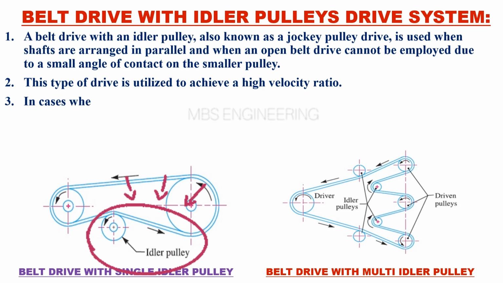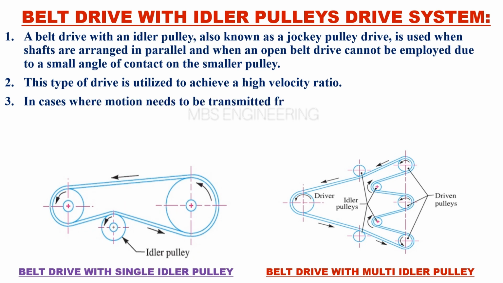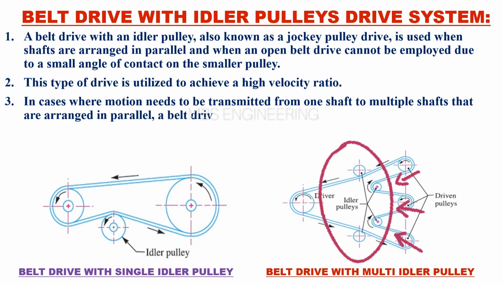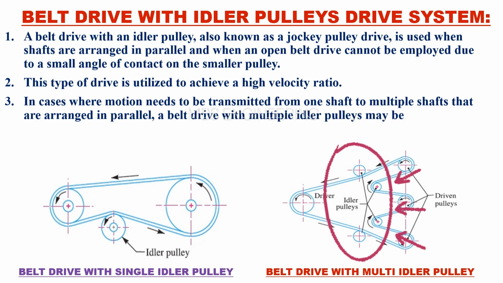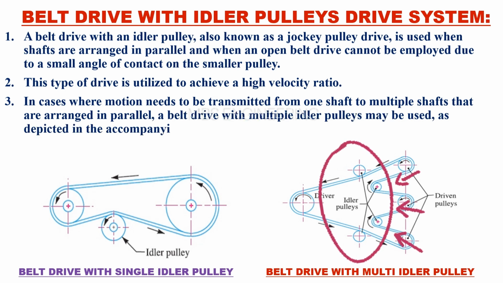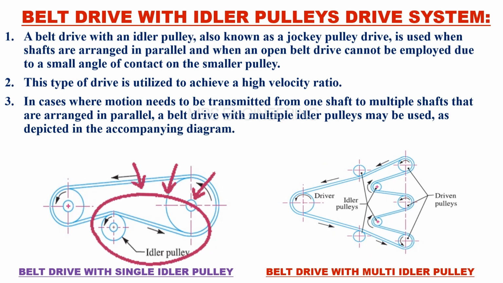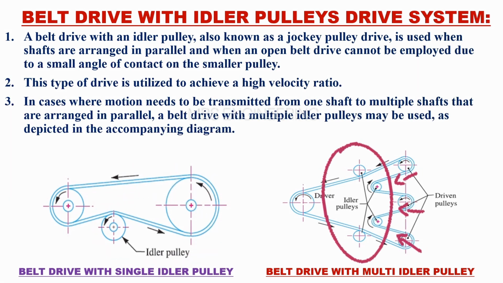In cases where motion needs to be transmitted from one shaft to multiple shafts that are arranged in parallel, a belt drive with multiple idler pulleys may be used, as depicted in the accompanying diagram. Please refer to the images shown below: belt drive with single idler pulley and belt drive with multi-idler pulley for a better understanding.